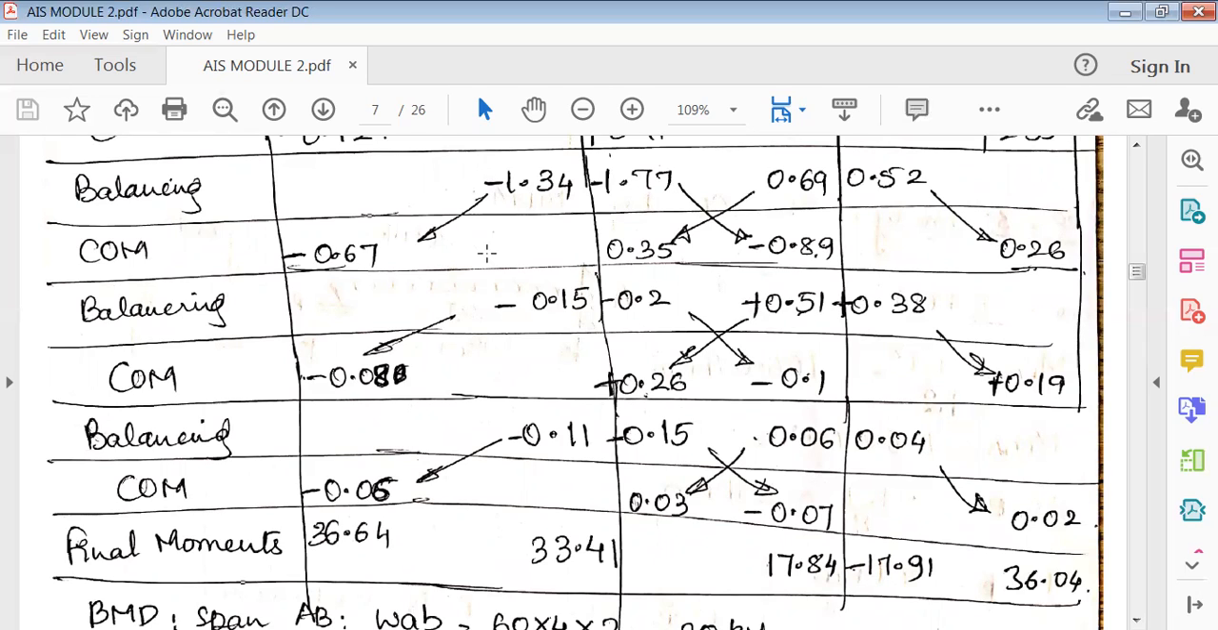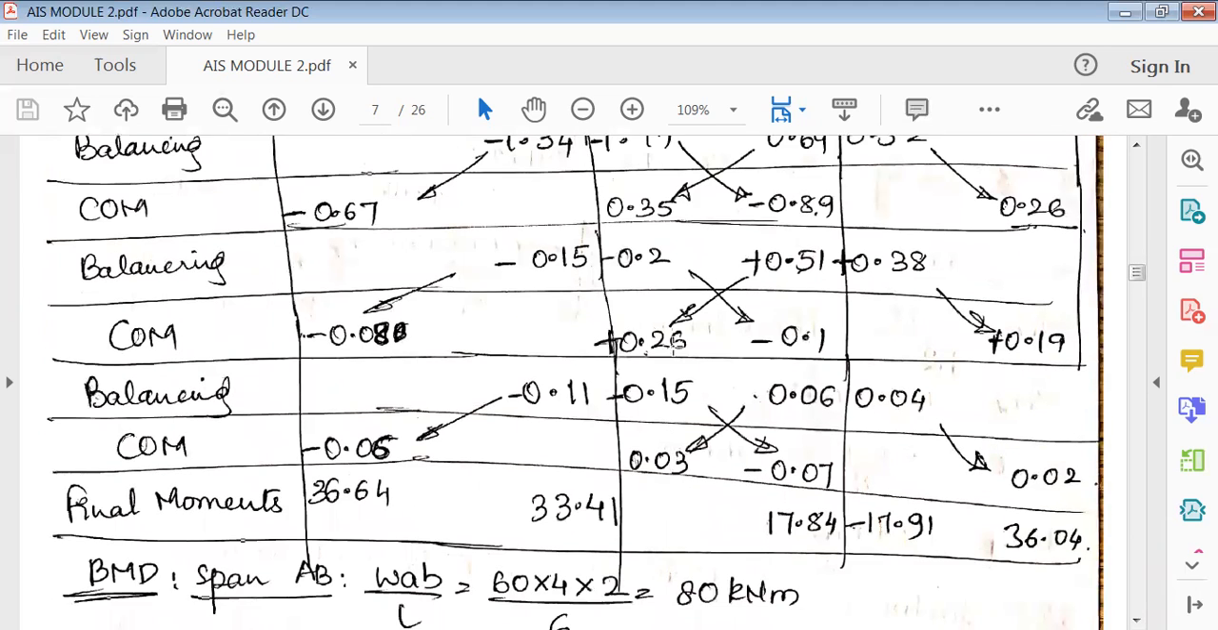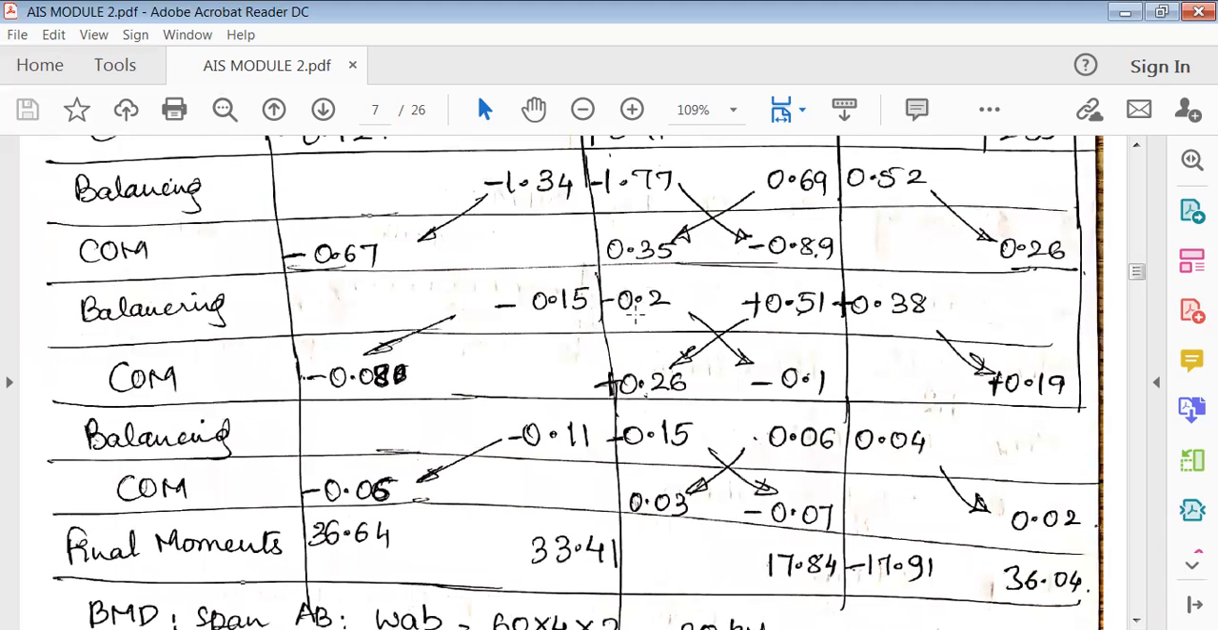So now the answer is positive here at this joint, so change the sign. Minus, minus, change the sign. Once you change the sign, it is 0.35 into 0.43, then 0.35 into 0.57 at this portion. So go on multiplying this.